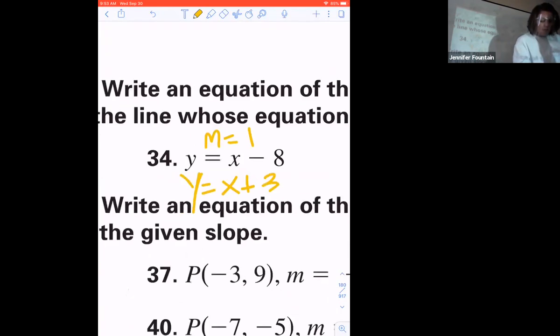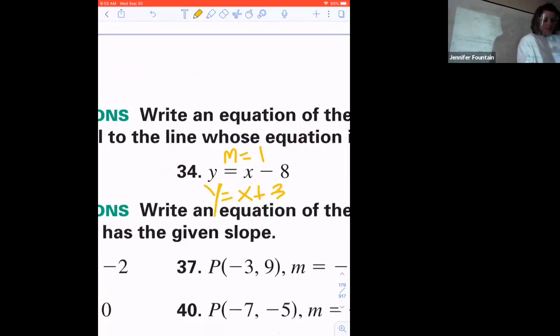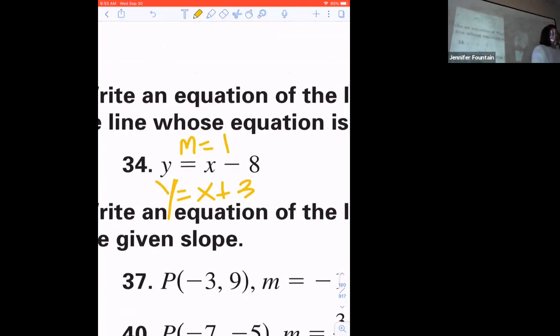They told me what b value to use in my directions. They told me that my slope would be the same as the line that's given. So the slope is 1. My value of b is 3, so y equals x plus 3. Where's the negative 8 go? That is a line parallel. They told me to write an equation of a different line. So they're two separate lines parallel to each other.